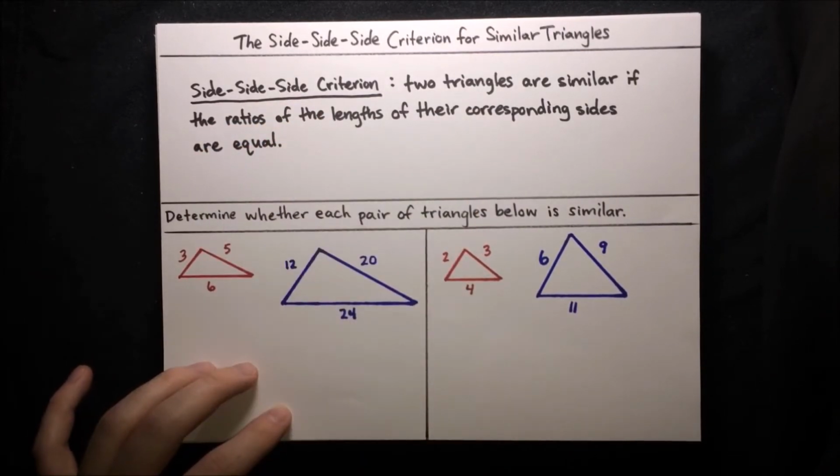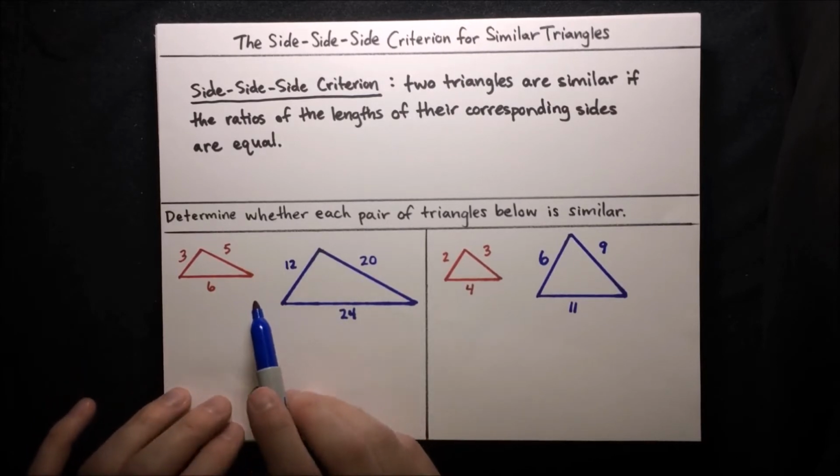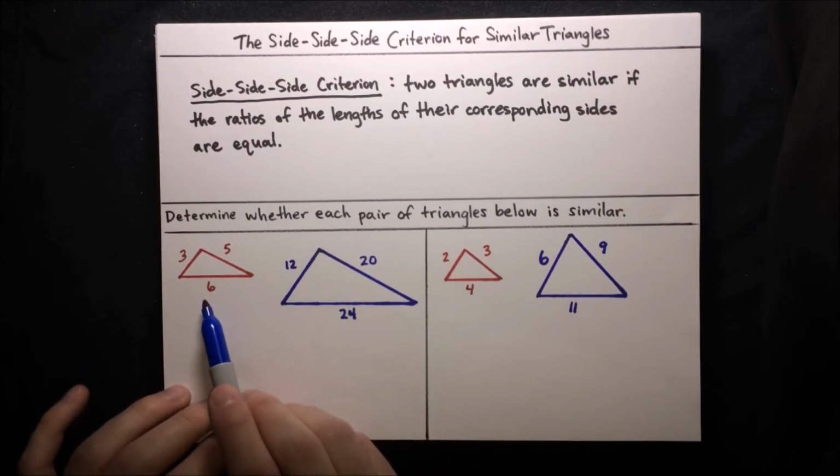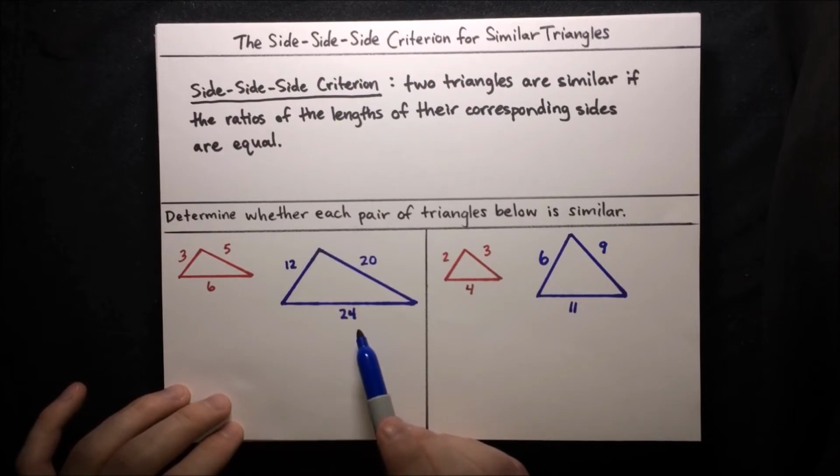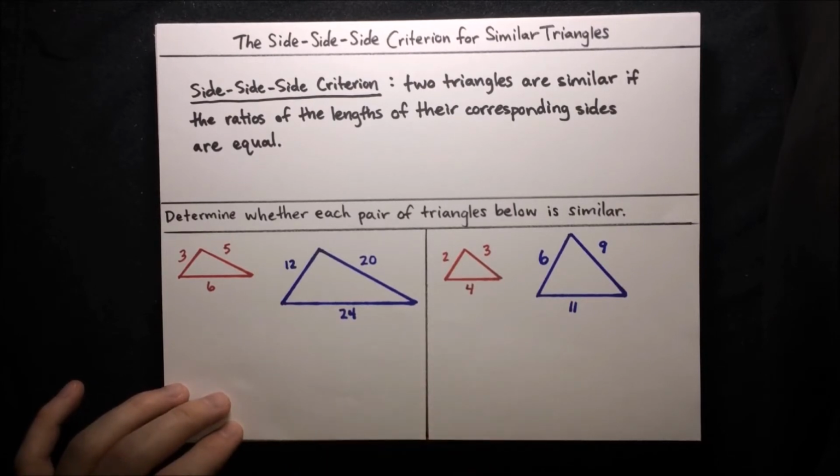Now, why don't we go ahead and apply this criterion to a few concrete examples. We want to determine whether each of the triangles below is similar, and here we've got our first pair of triangles, this small triangle with side lengths 3, 5, and 6, and this bigger triangle with side lengths 12, 20, and 24. So according to the side-side-side criterion, all we have to do is check whether the ratios of the lengths of their corresponding sides are equal. So let's get to it.